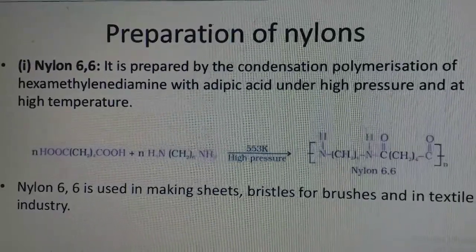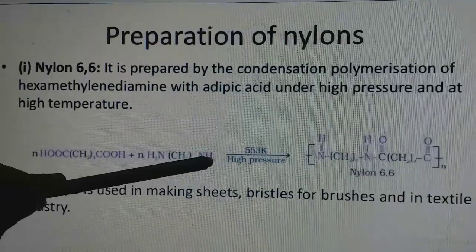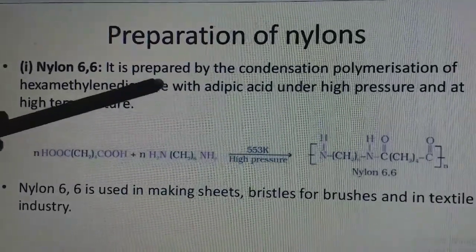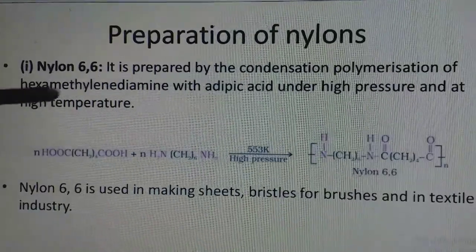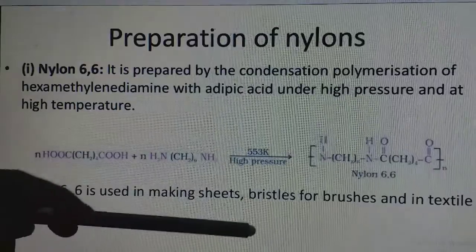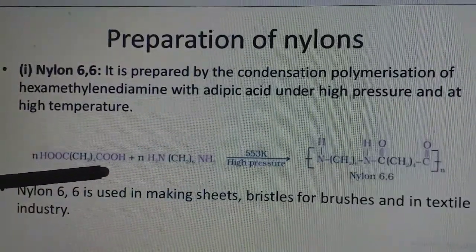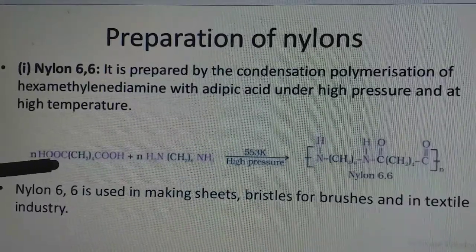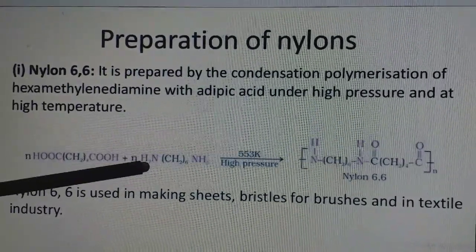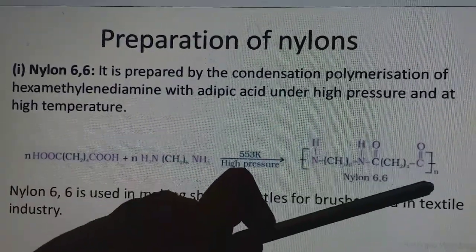It is prepared by the condensation polymerization of hexamethylene diamine, which is bifunctional, with adipic acid under high pressure and a temperature of 553 Kelvin. You get nylon 6,6. Here the dicarboxylic acid is adipic acid, and from that COOH, OH is removed, and here also OH is removed, and from the amino group H is removed, and here also H is removed, and the chain is extended.